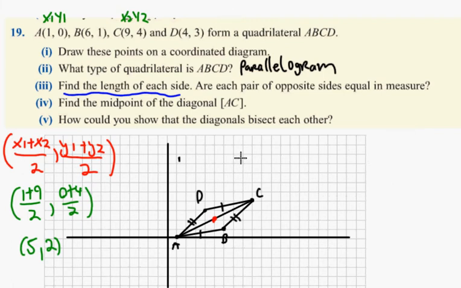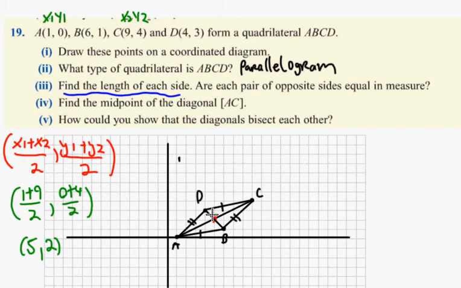Well, if we join the other diagonal D to B, you can see that it goes straight through the midpoint. And if we show that this midpoint is also the midpoint of DB, it means that that point is central to the line AC and central to the line BD, which means that it cuts each line dead center.